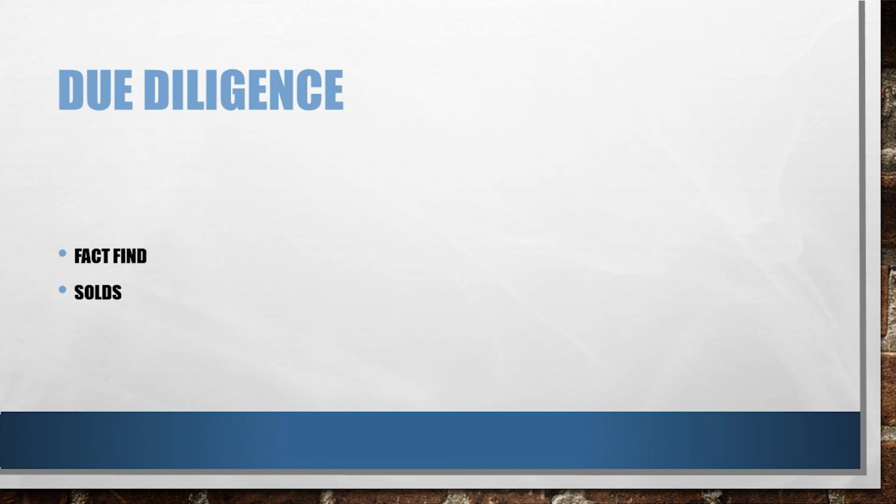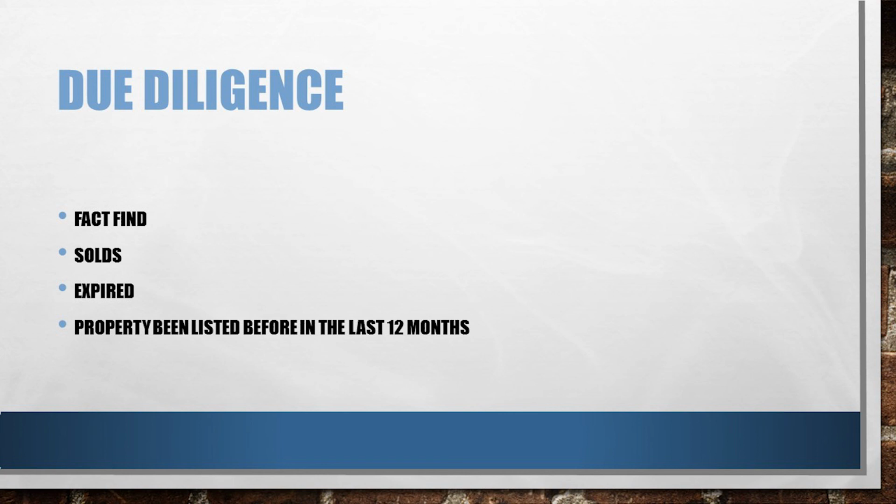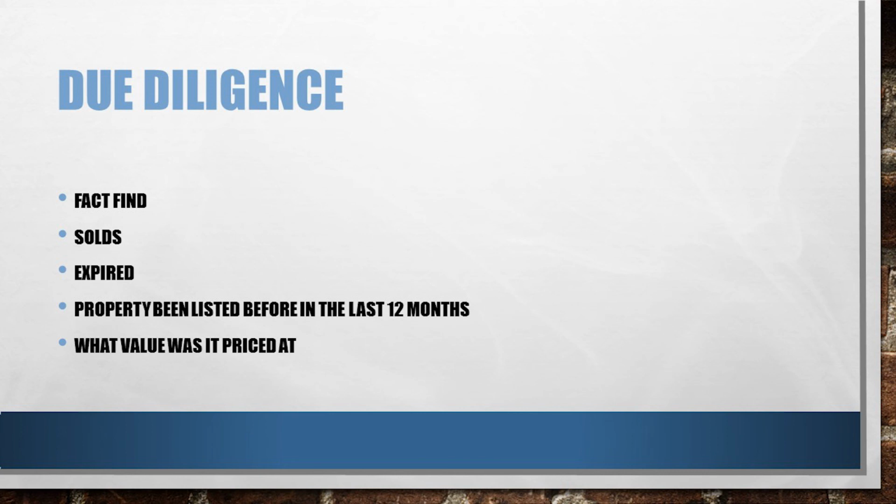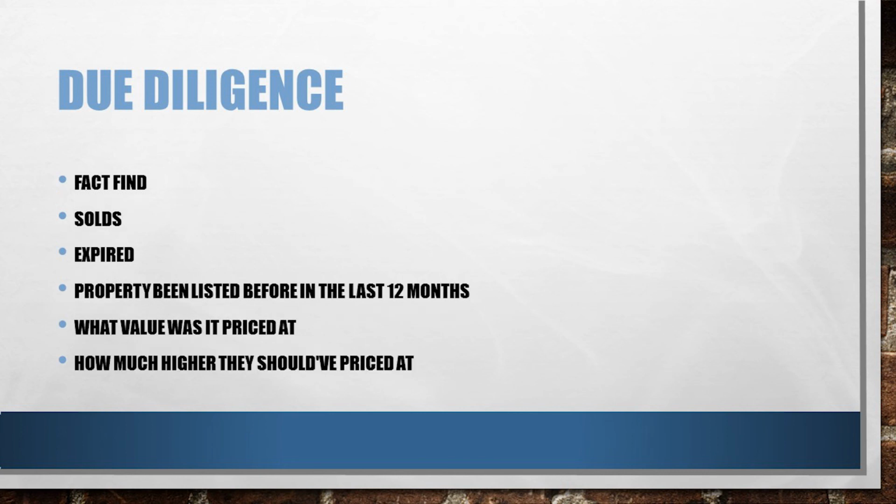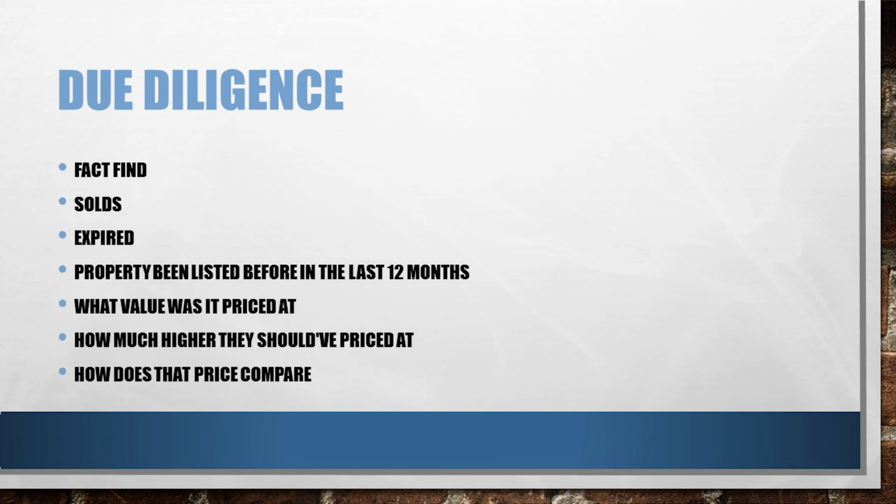You're going to look at the solds. You're going to look at the expireds. Again, you're looking for that expired. Has that property that you're buying been listed before in the last 12 months? And if it has, what value was it priced at? How much higher than they should have been priced at are they? How does that price compare to the price they're offering it to you now at? Step 4, you're going to do some analysis on that.